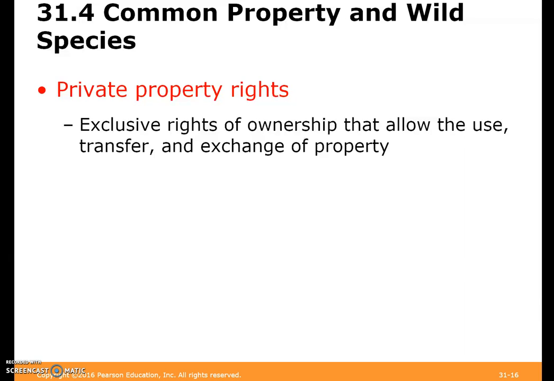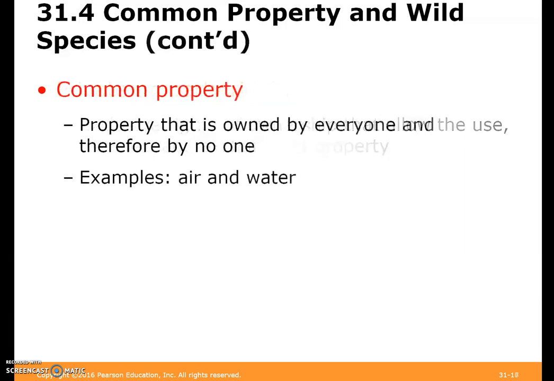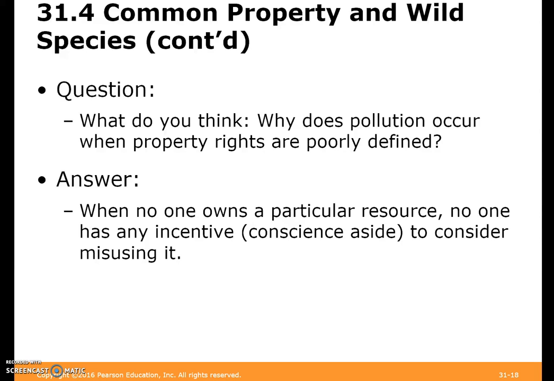Additionally, we want to think a little bit about the role that private property plays in environmental economics. So private property, to remind you, is the exclusive rights of ownership that allows the use, transfer, and exchange of property, right? And common property is property that is owned by everyone and therefore by no one, right? You could think of air and water. So what do you think? Why does pollution occur when property rights are poorly defined? Well, when no one owns a particular resource, no one has an incentive to avoid misusing it, right?